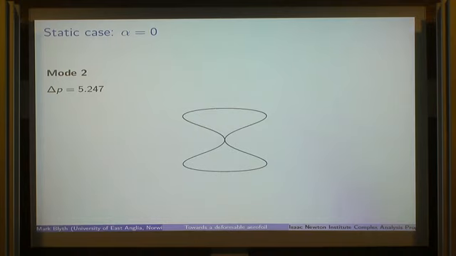Mark, quick question, does it mean that the symmetric solution does not exist anymore, or is it just unstable? No, it's still there, it's unstable. Yeah, it's still there.